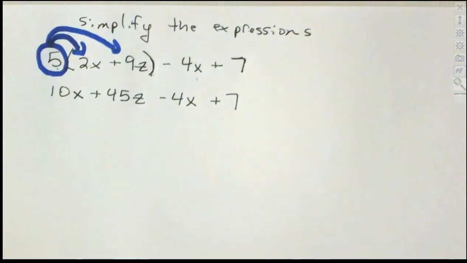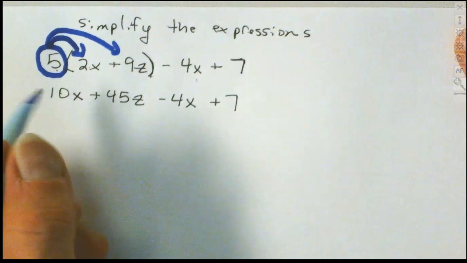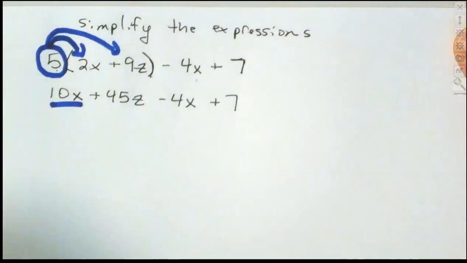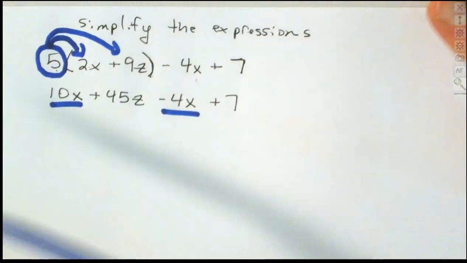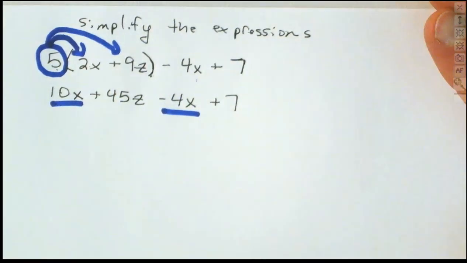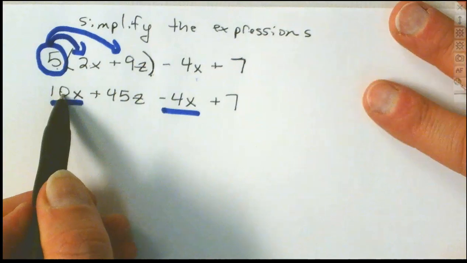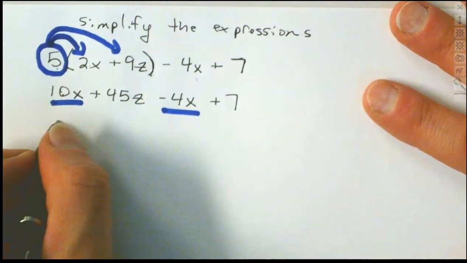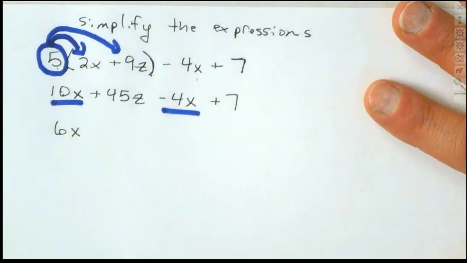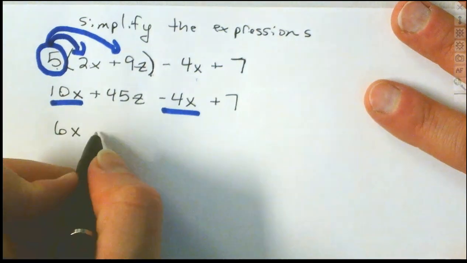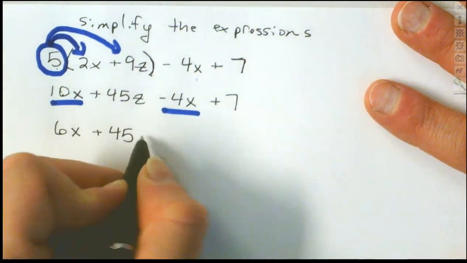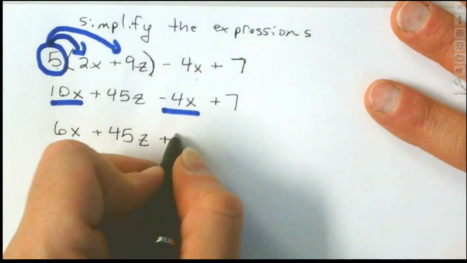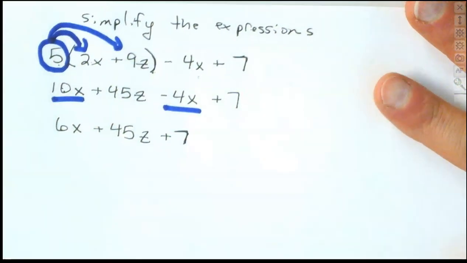Now what can we do? Well, now we can look at it in terms of like terms. So a 10x and a minus 4x. Well, those are the same. They're like terms again. So those can go together. And 10 minus 4, well, that makes it a 6x there. And then we've got the 45z. And then we've got the 7 on the end.